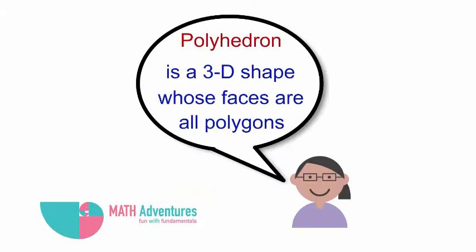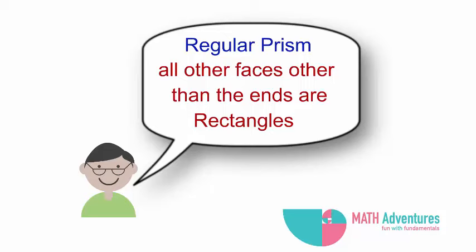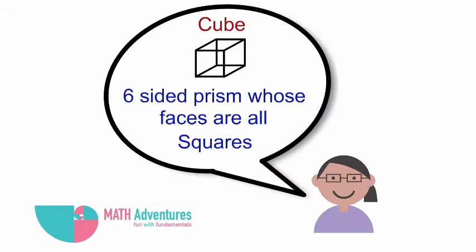A polyhedron is a three-dimensional shape whose faces are all polygons. A regular prism is a polyhedron having two faces identical and parallel to each other. All the other faces other than the two ends are all rectangles. A cube is a six-sided prism whose faces are all squares.